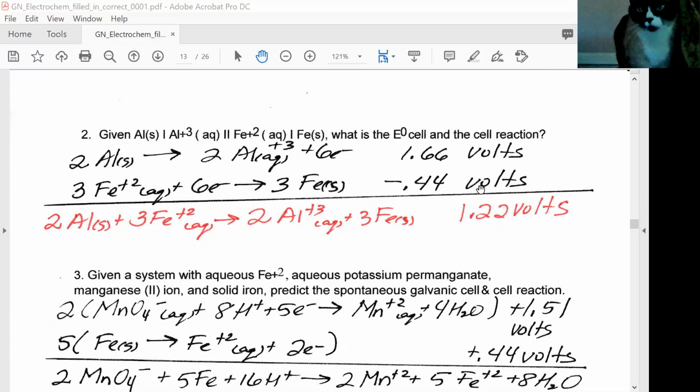What I like about this is you just have to add up the volts. And then you add up the left-hand side and the right-hand side, and that gives you your cell reaction right here.